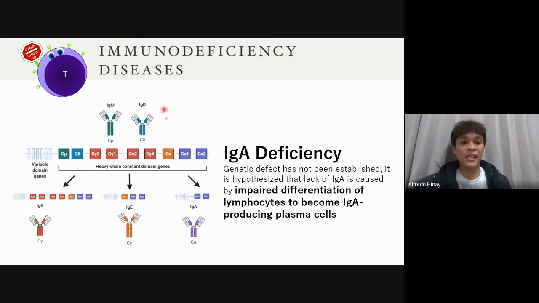Yan. Kasi instead of switching from your IgM to IgA, meron siyang failure. However, in your book, the molecular level of the problem underlying your class switching was not explained.